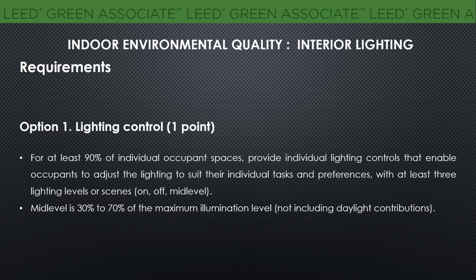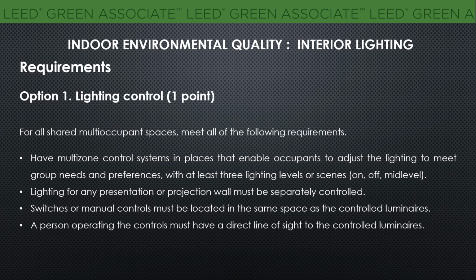Option 1 is lighting control, and here LEED awards you 1 point. For at least 90% of individual occupant spaces, provide individual lighting controls that enable the occupant to adjust the lighting to suit their individual tasks and preferences with at least 3 lighting levels or scenes. The 3 lighting levels are on, off, or mid-level. The mid-level is basically 30% to 70% of the maximum illumination level, not including daylight contributions.